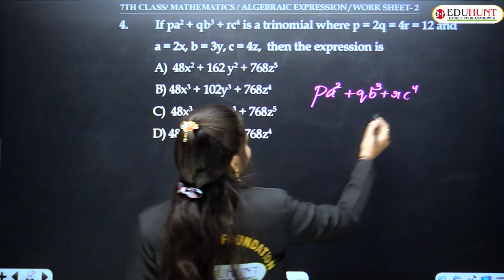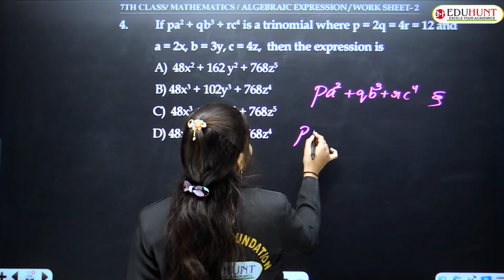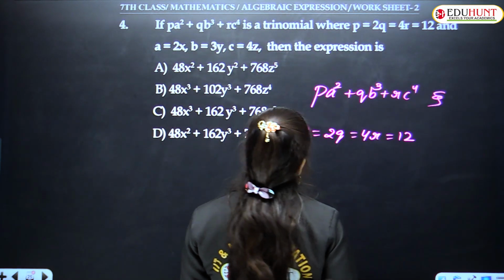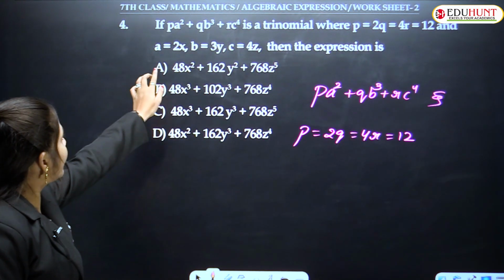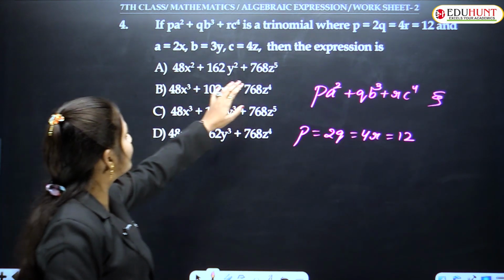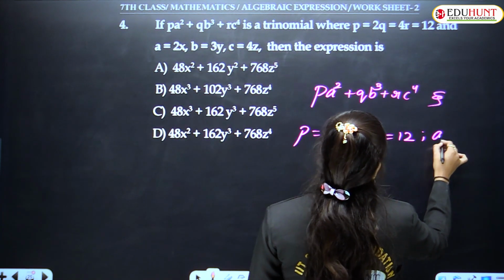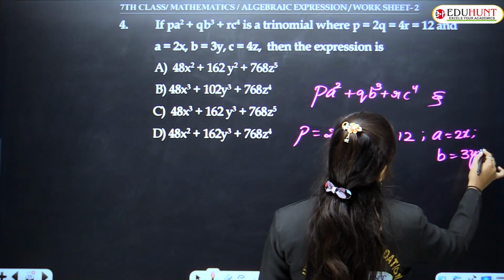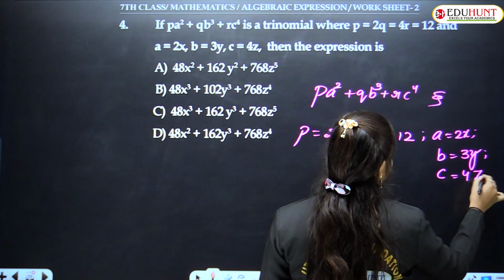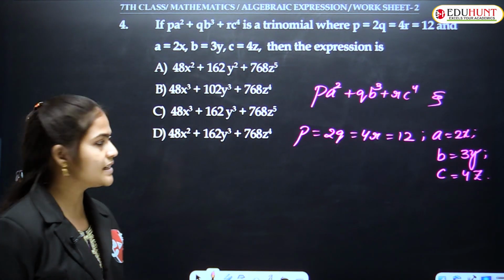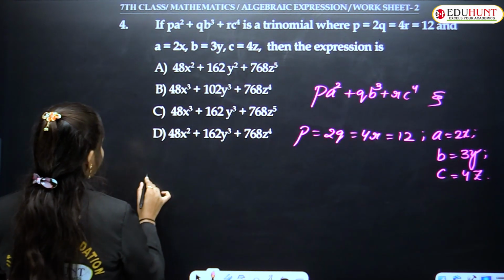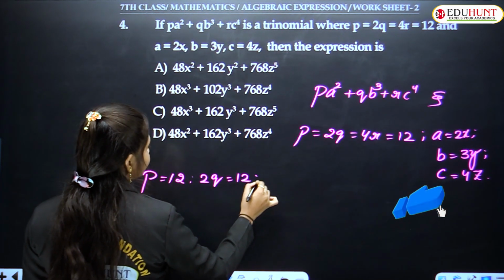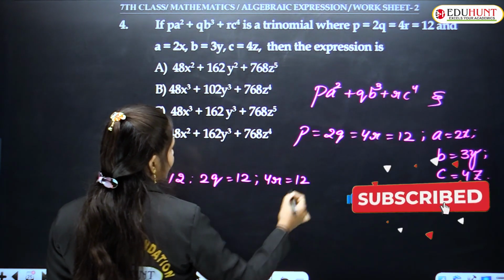p is equal to, and they given that p is equal to 2q is equal to 4r is equal to 12. And in the same way here they given that a is equal to 2x, b is equal to 3y, c is equal to 4z. These values also they given. Understand? Yes. Now here p is equal to 12, 2q is equal to 12, 4r is equal to 12.